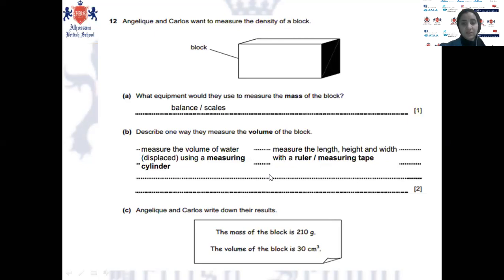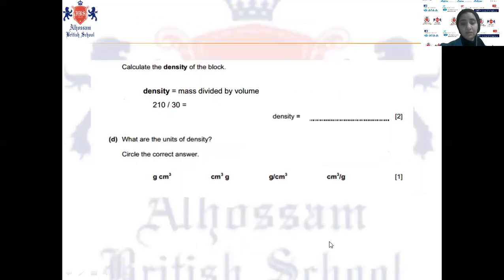Okay, excellent. Angelica and Carlos write down the results. The mass of the block is 210. The volume of the block is 30. He gives you the mass and volume, and he will ask about the density. The law of density will be 210 divided by 30. Excellent. Mass over volume. So 210 over 30 will be 7. What is the unit of density?